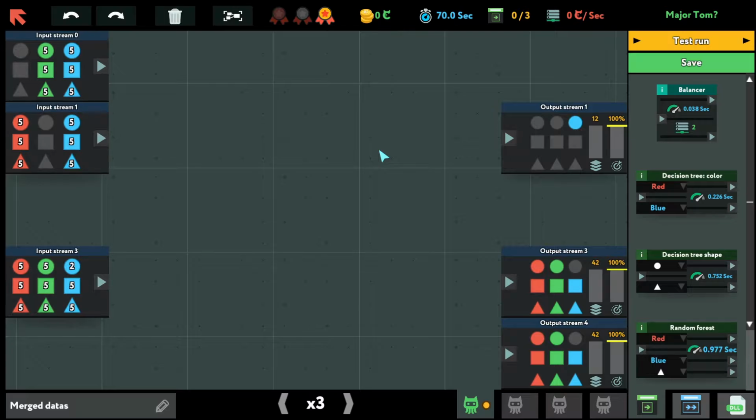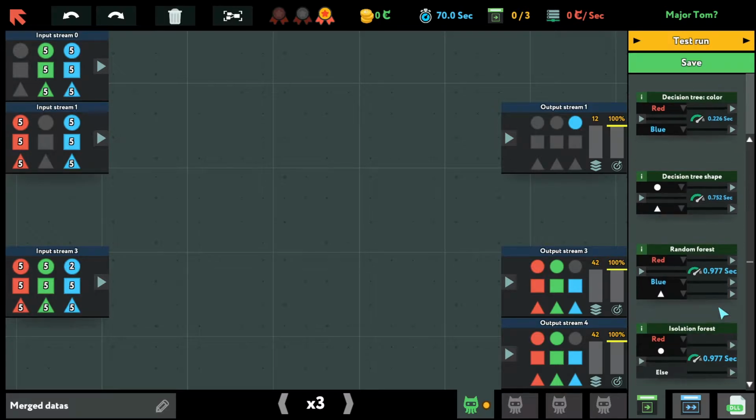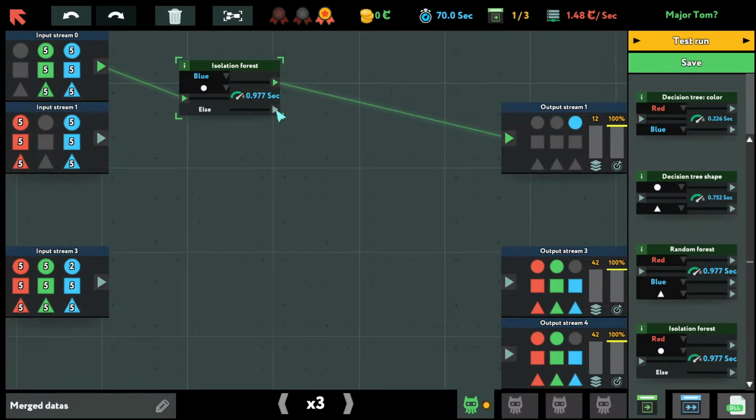Excellent. You know what? I have the perfect thing. Isolation forest. Blue circle. Else? I guess so. Ooh, okay. It's gonna be tough balancing the blue numbers.